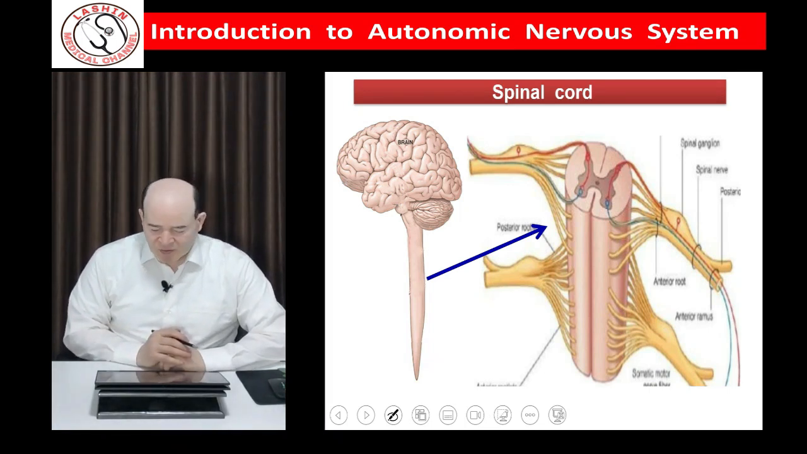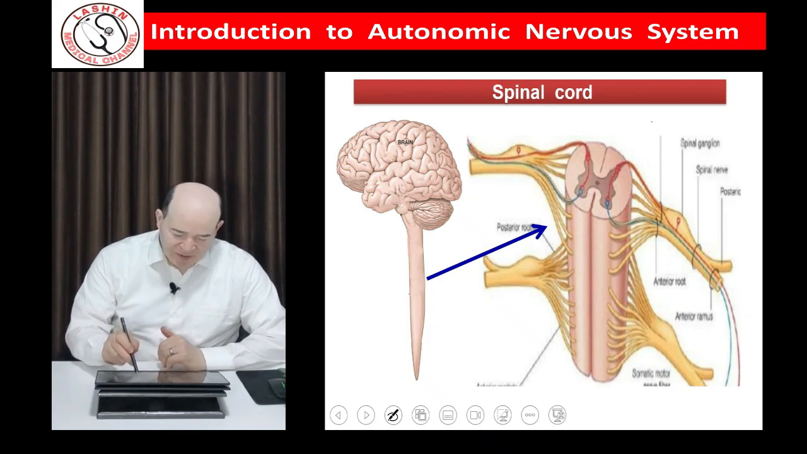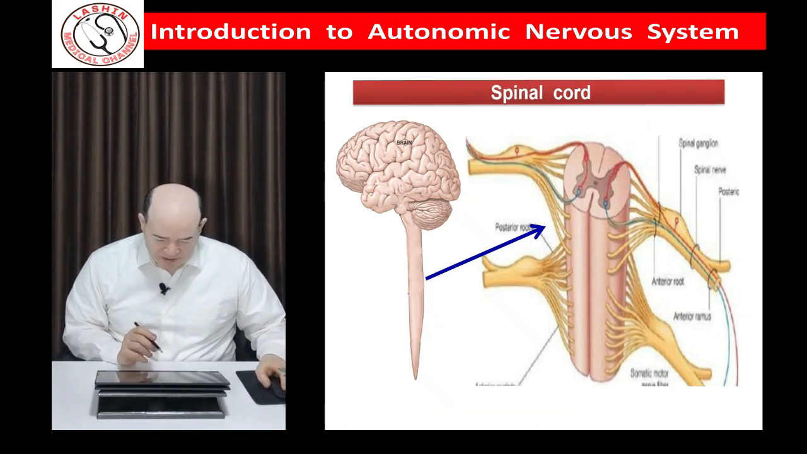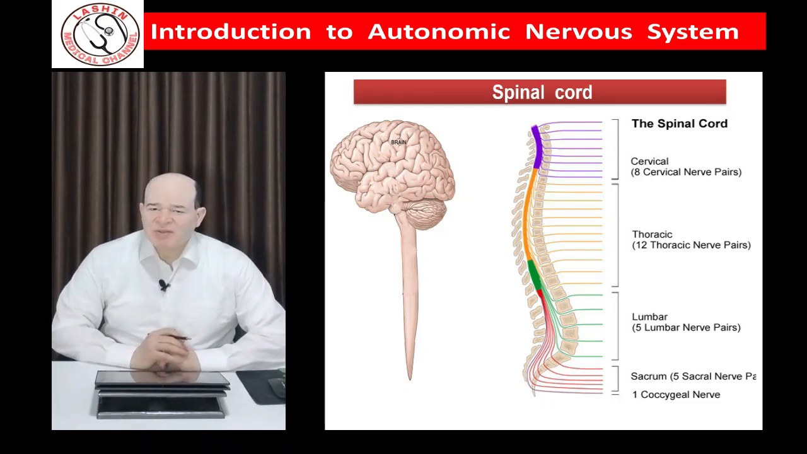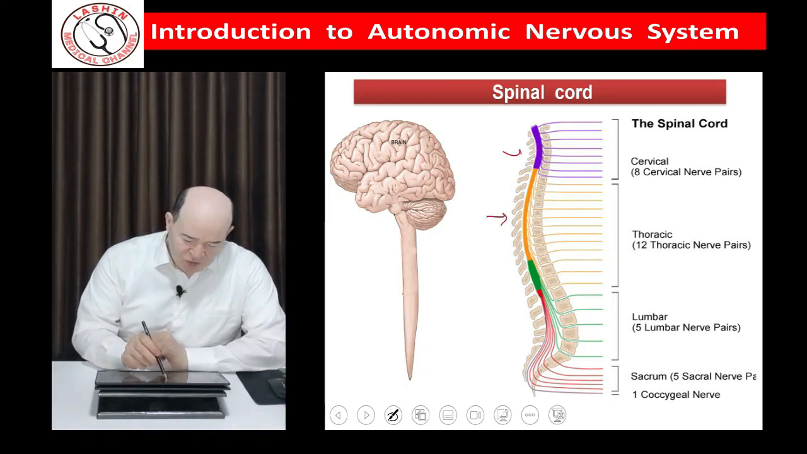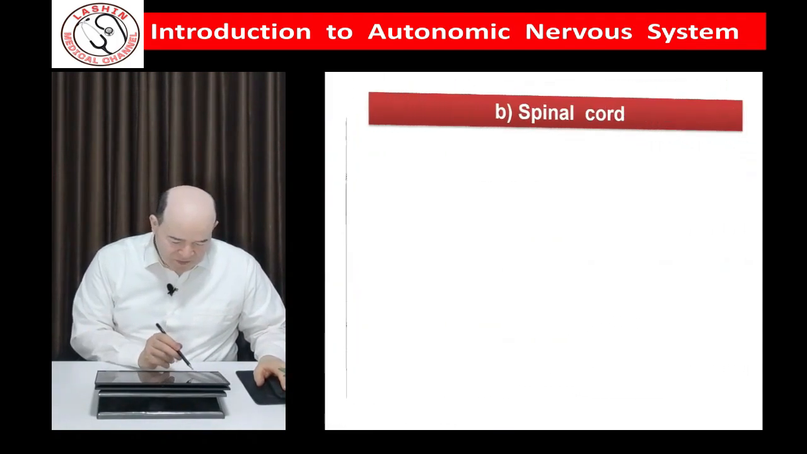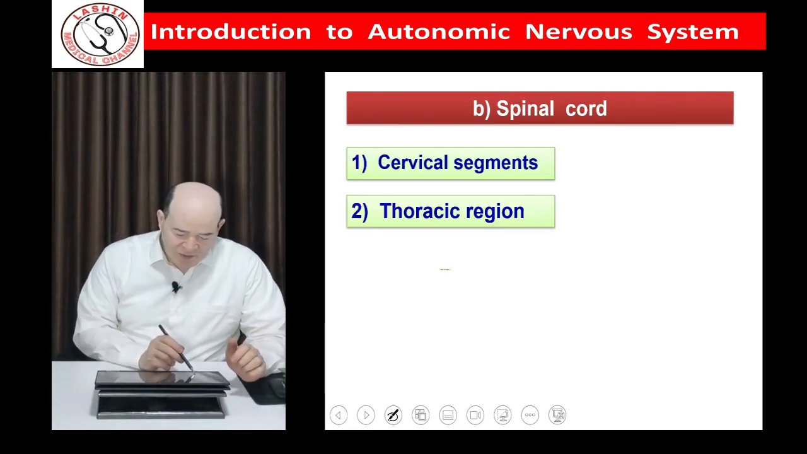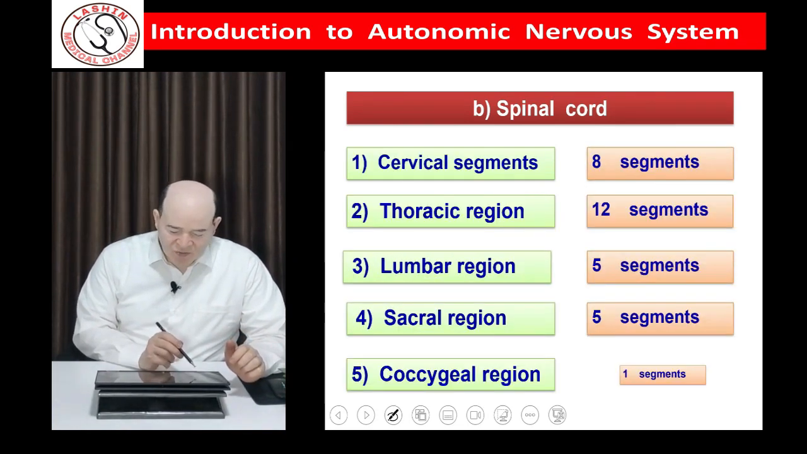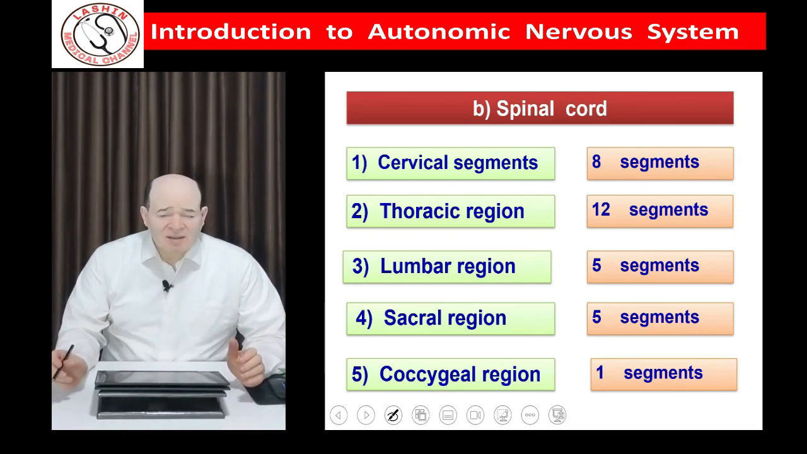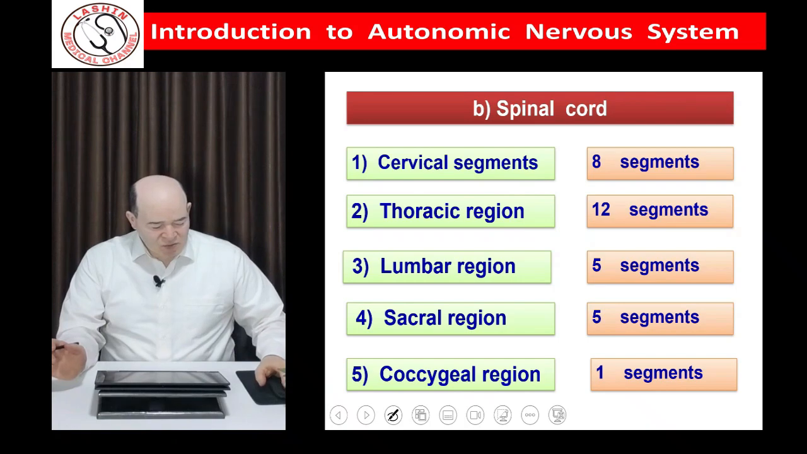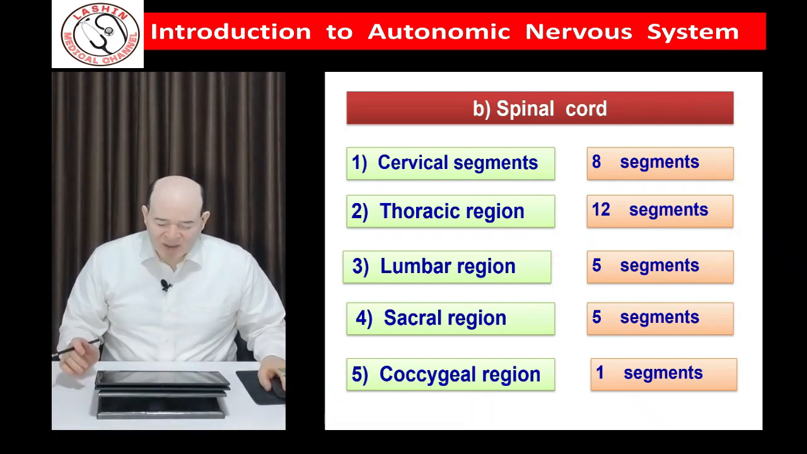This is a simple figure of the spinal cord, and this is its appearance in cross section as you see. The spinal cord is divided into 31 segments, not 12, 31 segments. And these segments are divided into 5 main regions. First, the cervical, second, the thoracic, third, the lumbar, then the sacral, and finally the coccygeal. We have 8 segments in the cervical region, 12 in the thoracic region, 5 in the lumbar, 5 in the sacral, and only 1 coccygeal. The total number of segments equals 31.